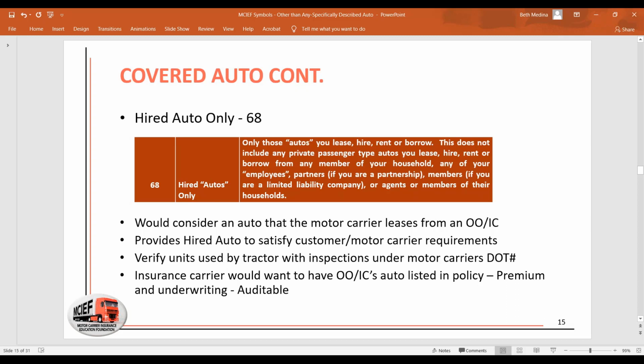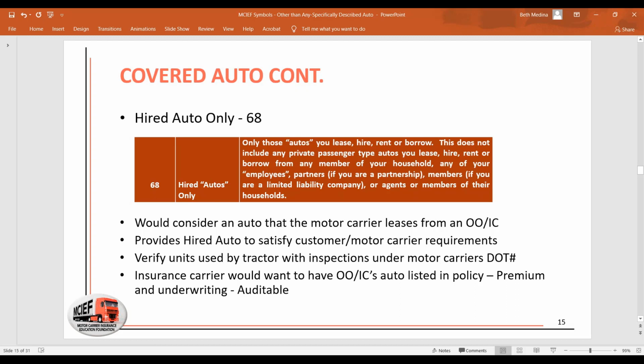The insurance company would want to have all owner-operator units listed on the policy, all of them. That was for premium purposes, underwriting purposes. And again, remember that is auditable. So we have hired auto, but we have a conflict here because these are owner-operator vehicles. We provide the hired auto as an insurance provider because our insurance customers require those, but we need to quantify how many vehicles the insured is using that are owner-operator vehicles.